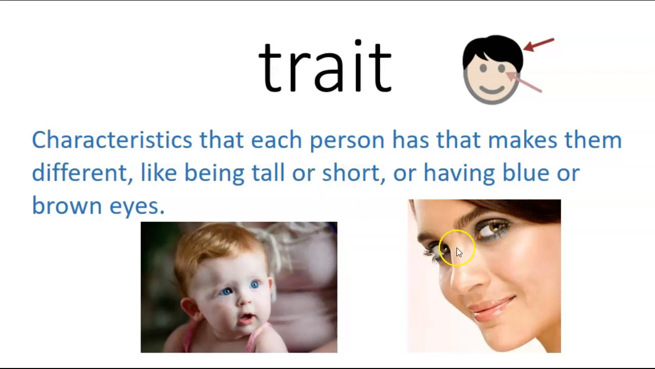Okay, so this woman has brown eyes. She also has brown hair. Those are both traits that she has. This baby has blue eyes and red hair. Those are also her traits. We get traits from our parents.